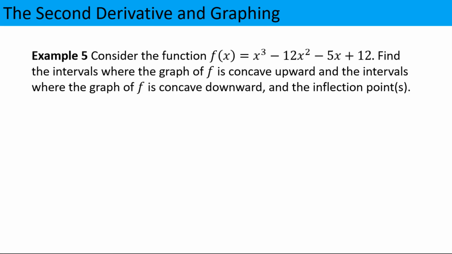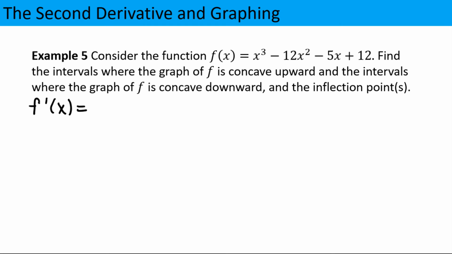Example, consider the function f of x equals x cubed minus 12x squared minus 5x plus 12. Find the intervals where the graph of f is concave upward and the intervals where the graph of f is concave downward, and the inflection points. We begin knowing that working with concavity, we need the second derivative. To get there, let's find the first derivative.